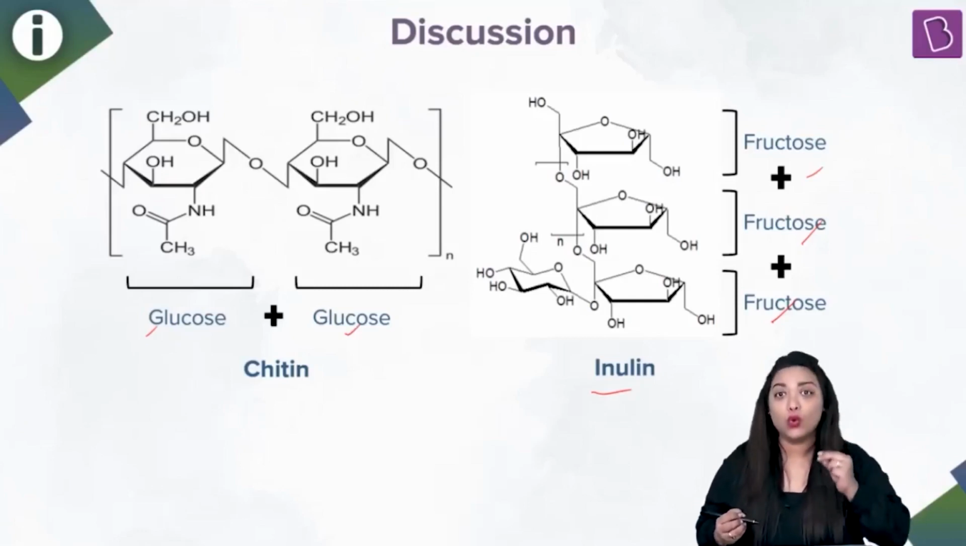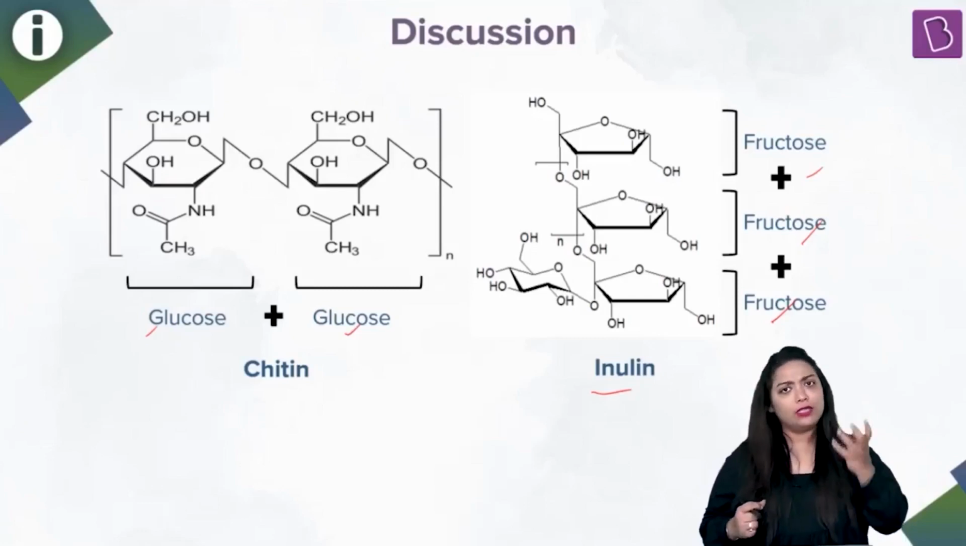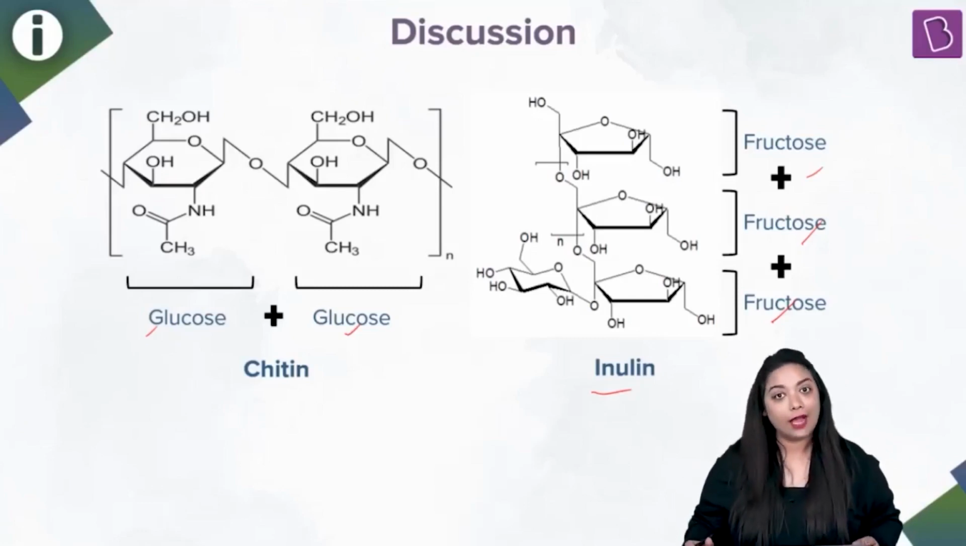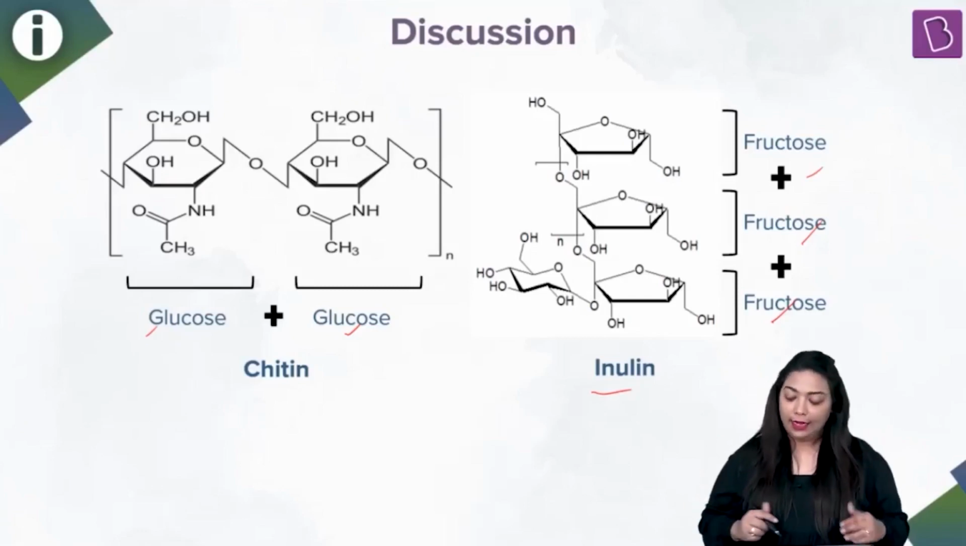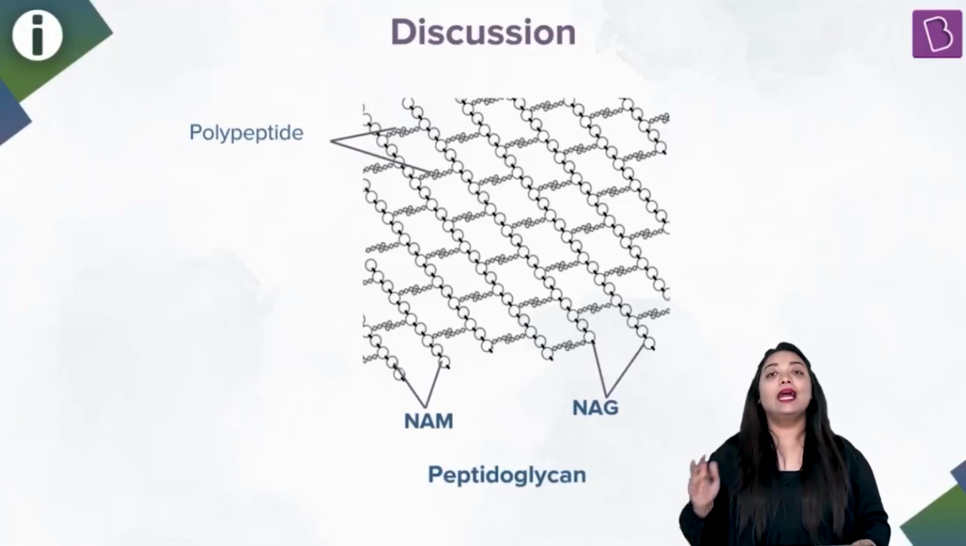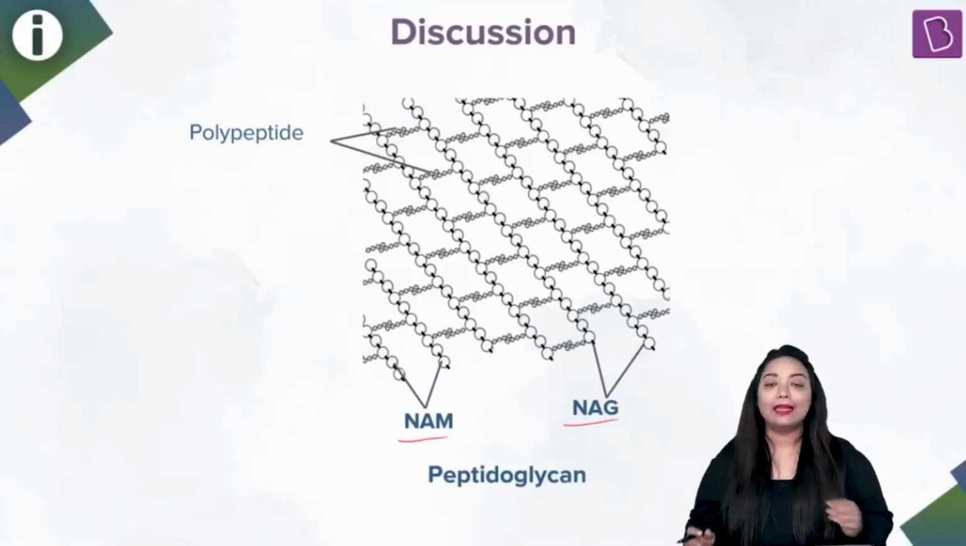Now, when you talk about glucose again, we're going to see NAG coming in. A derivative of glucose, NAG. Alright. N-acetyl glucosamine. So, they're also same. That's why you'd use the term homopolysaccharide for chitin as well. Clear? And then finally, peptidoglycan. As you see, they are made up of two different units, NAM and NAG.